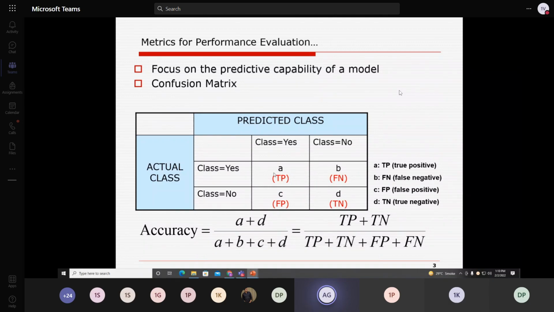This A is called true positive. So I am saying true and false from my side, and positive and negative from the system side. So there are 4 combinations: true positive, false negative, false positive, true negative. And my accuracy is, there are 2 classes, class yes and class no, so this cross diagonal divided by all 4 values: TP plus TN divided by TP plus FN plus TN plus FP. This is how you can calculate accuracy of any classifier.